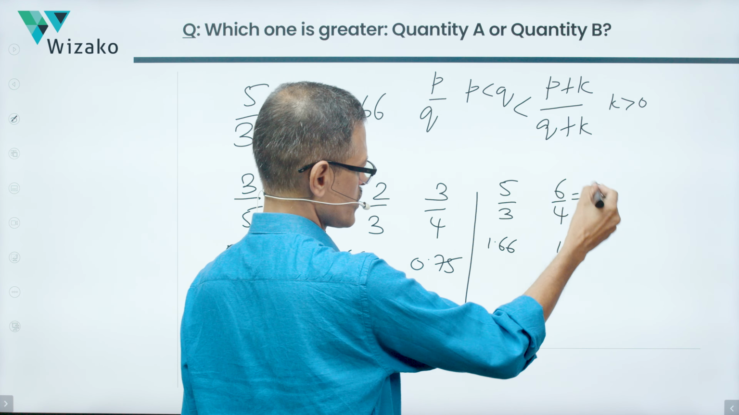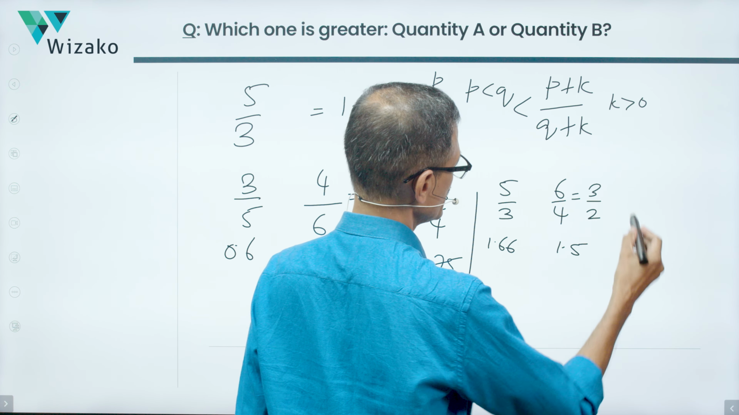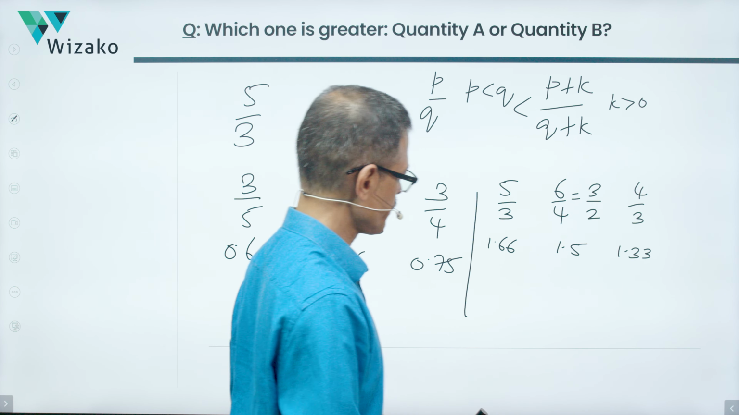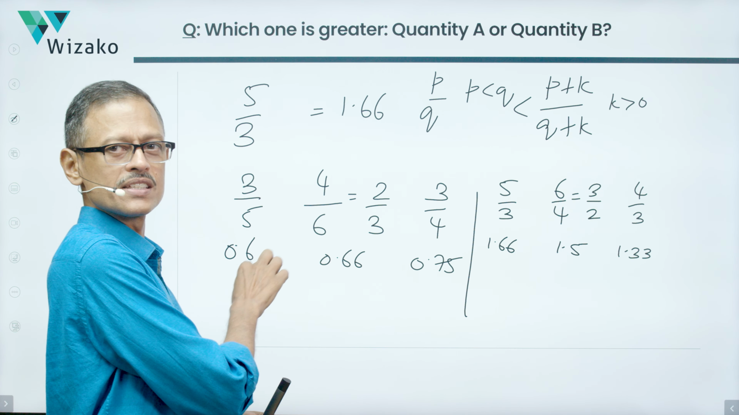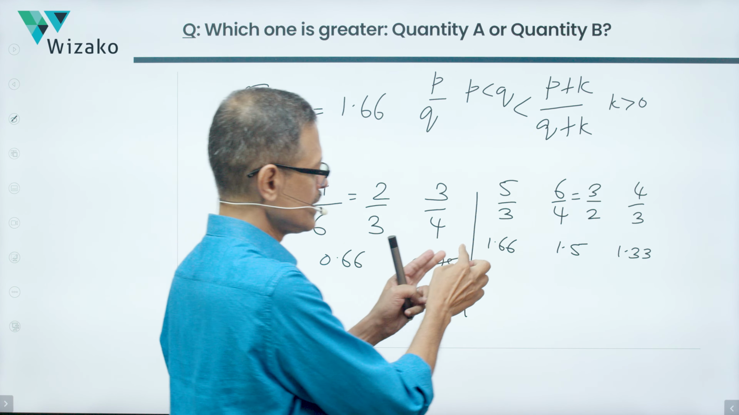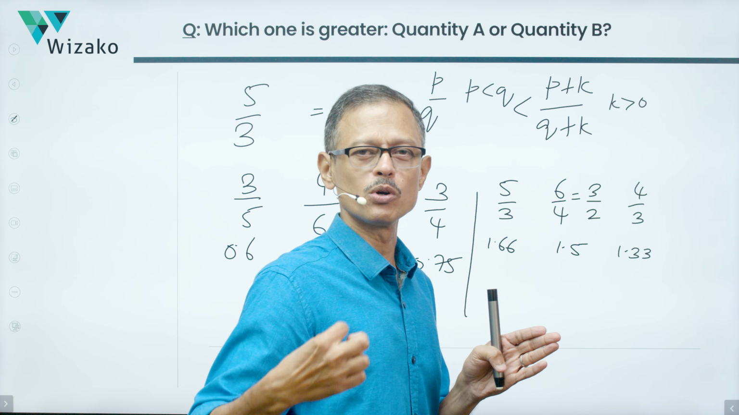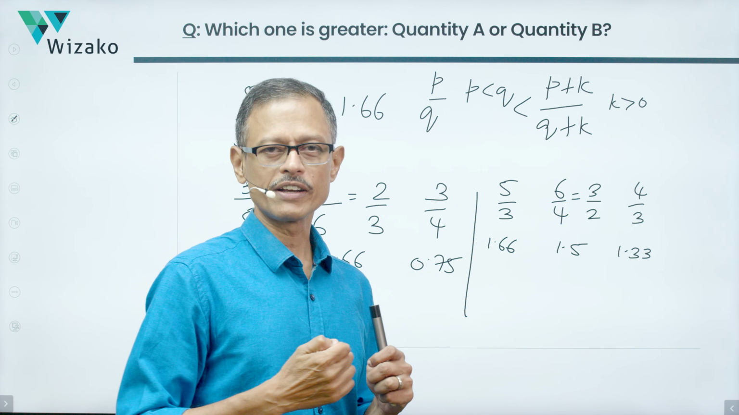Let's add one more to this, both the numerator and denominator of 3 and 2. So this will make it a 4 and a 3. The value is 1.33. Here you realize that the value increases: 0.6, 0.66, 0.75. Here you realize 1.66, when I added the same 1 to both the numerator and denominator, became 1.5.